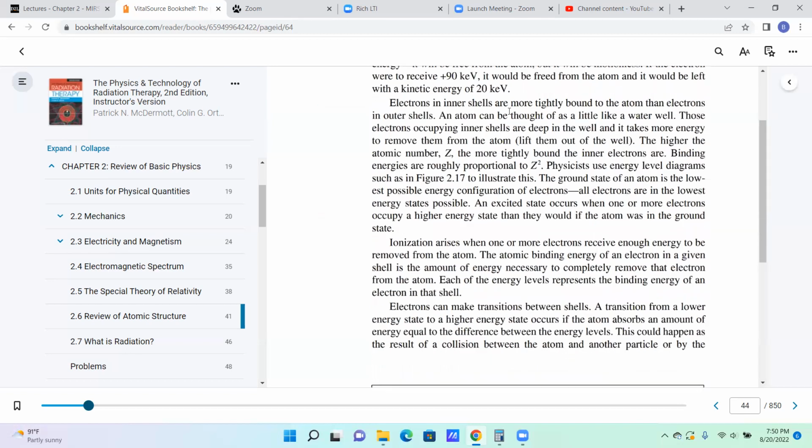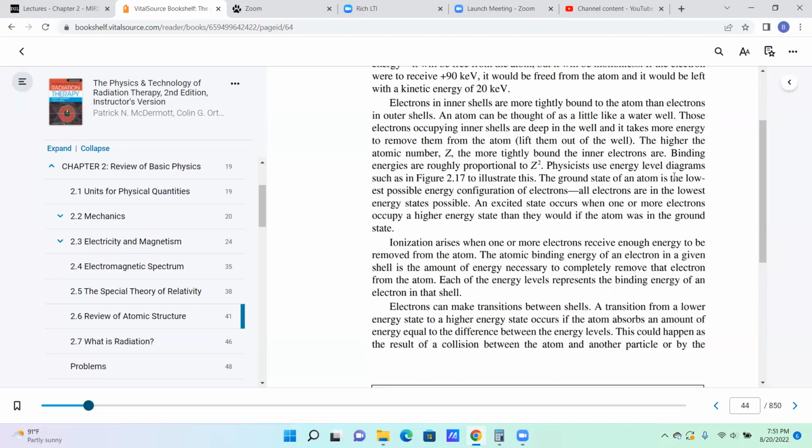Electrons in inner shells are more tightly bound to the atom than electrons in outer shells. An atom can be thought of as a little like a water well. The electrons occupying inner shells are deep in the well and take more energy to remove. The higher the atomic number, the more tightly bound the electrons are. Binding energies are roughly proportional to Z squared.